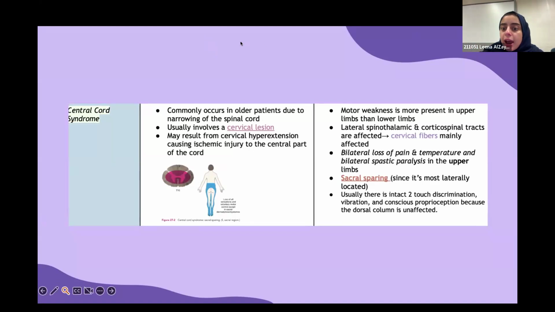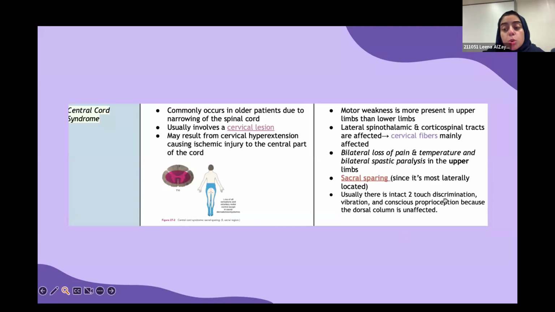So you're not going to actually have any sacral, you will have sacral sparing since it's the most laterally located gray horn or fibers. The fibers are the most lateral in the sacral. The cervical is the most medial. So the cervical is going to be the most affected because it's the most medial and closest to the central canal. Okay? So you will see lateral corticospinal tracts are affected, the cervical fibers mainly affected. So you'll have bilateral loss of the pain, temperature of the upper limb because you're in the cervical region, and you'll have sacral sparing because they are laterally located. They're very far from the central canal.